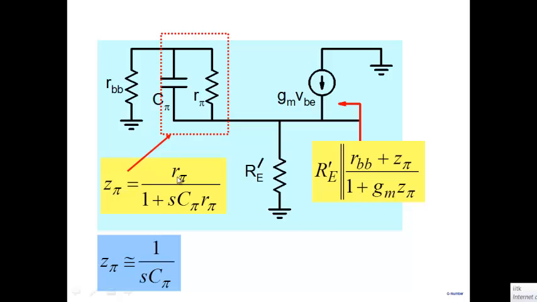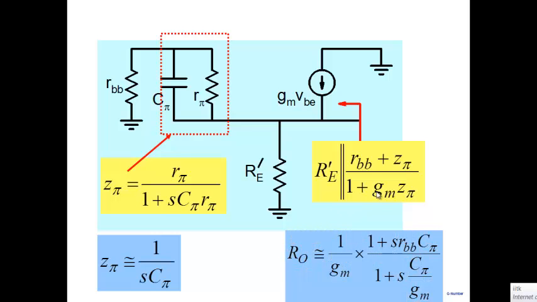Now, if the frequencies are sufficiently high, this term S C pi R pi is much larger than 1, so Z pi is equal to 1 over S C pi. It's like a capacitor. If I plug it into this particular term, R0, and try to simplify, we put in the value of Z pi, 1 plus GM Z pi, and all that. This is how R0 begins to look.